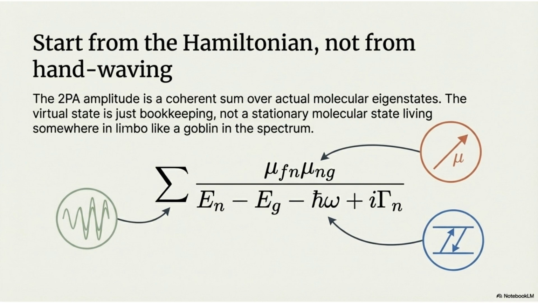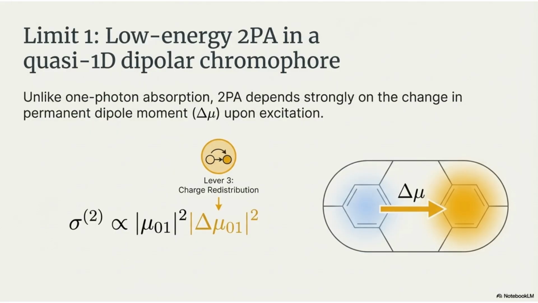The 2PA amplitude is a coherent sum over actual molecular eigenstates. The key levers for manipulation are transition dipoles and energy detuning, which directly influence the components of the transition amplitude equation. For low-energy 2PA, in a quasi-1D dipolar chromophore, the strength strongly depends on the change in permanent dipole moment upon excitation. This highlights the importance of lever 3, charge redistribution.